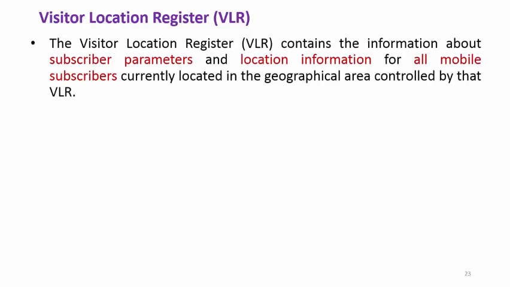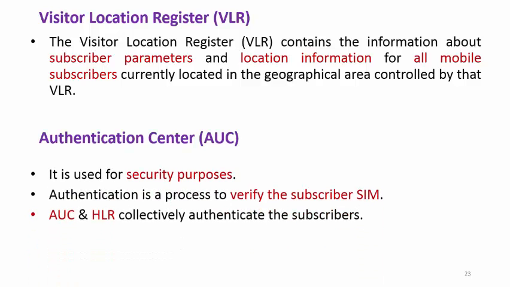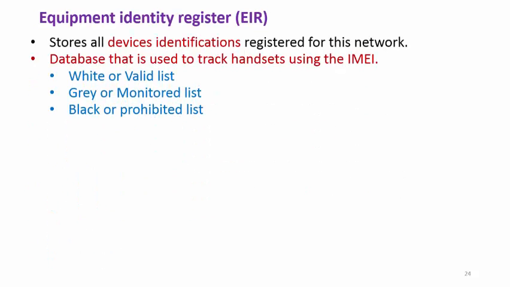Visitor location register. This VLR contains the information about the subscriber parameters and location information of all mobile subscribers currently located in the geographical area controlled by that particular VLR. AUC, that is authentication center. It is used for security purposes. Authentication is a process to verify the subscriber SIM, to check whether the user is authentic or not. AUC and HLR collectively authenticate the subscriber or the mobile station.